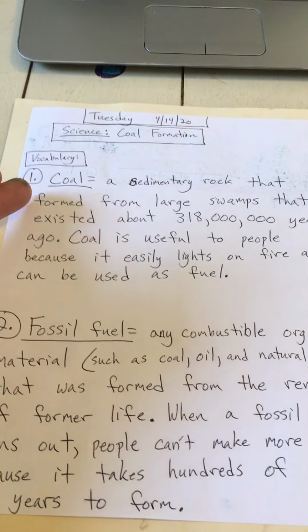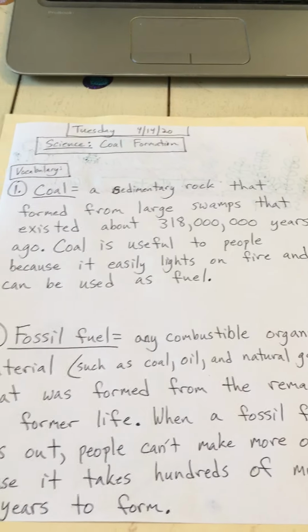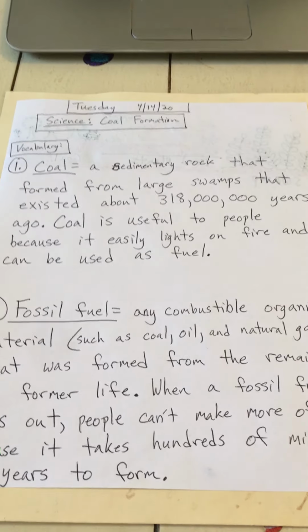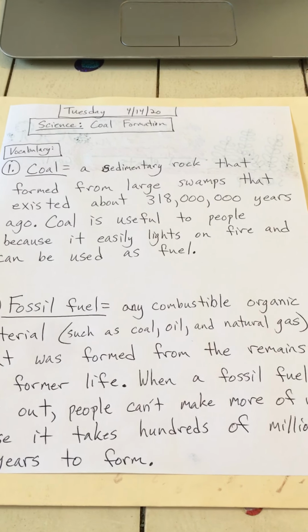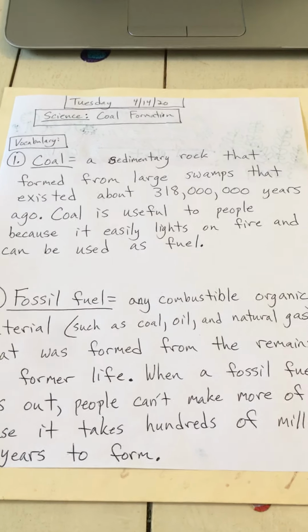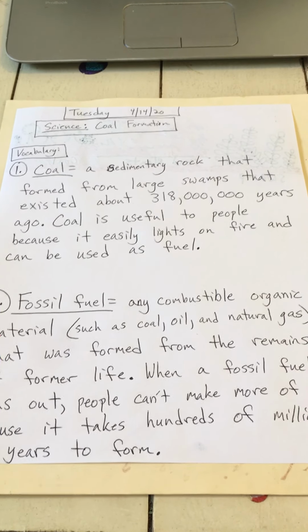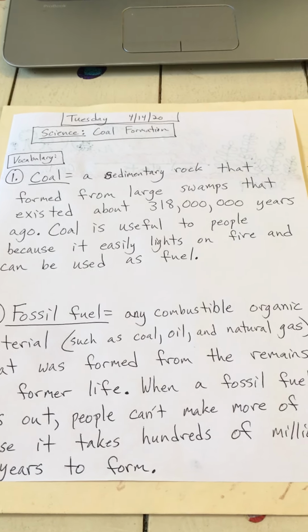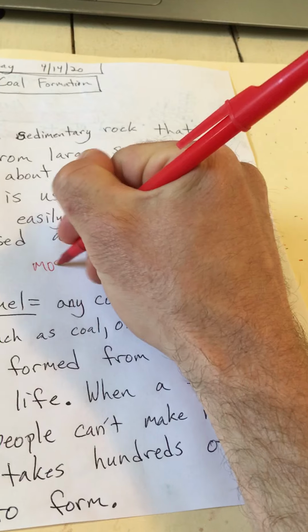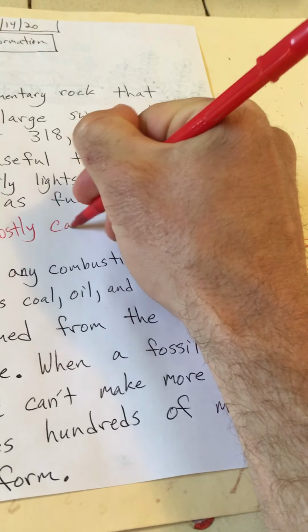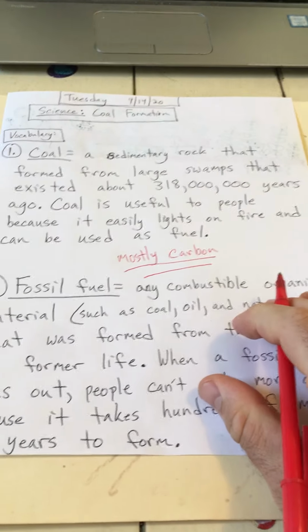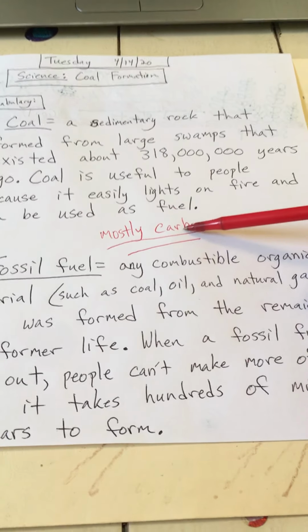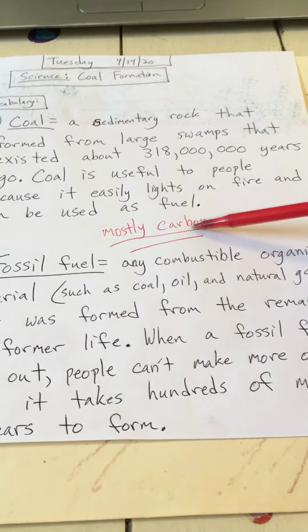Number 1, the vocabulary is coal. It's a sedimentary rock, which we've learned about how those are formed. It's a sedimentary rock that formed from large swamps that existed about 318 million years ago. Coal is useful to people because it easily lights on fire and can be used as fuel. Coal is made mostly of carbon. It's not all carbon, but it is mostly made out of carbon, which we're going to get to in a little bit. And that makes it able to light on fire very easily.